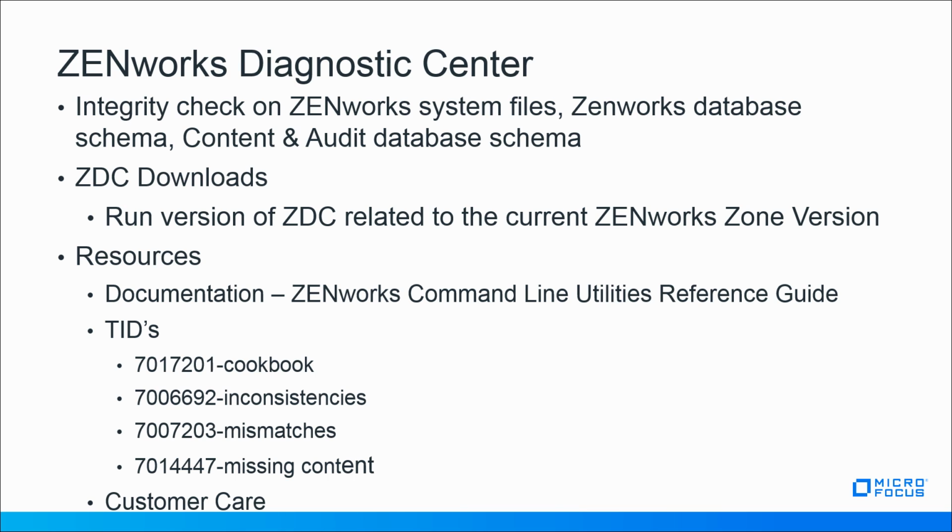The ZDCs are published per version, service pack, and subrev. If the zone was ZCM 11.3.1, we'd download ZDC 11.3.1. If the zone was ZCM 11.3.2 FRU1, we'd download ZDC 11.3.2.